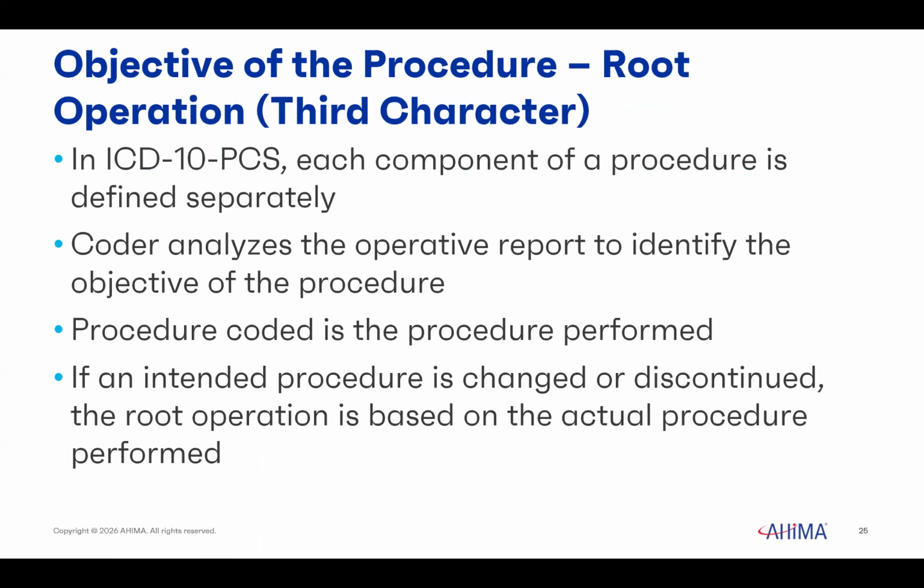With PCS, each component of a procedure is defined separately. So the result is we get much more granular data. And the coder analyzes the operative report to identify the objective of the procedure. The procedure that is coded is what is actually done. If an intended procedure is changed or discontinued, the root operation is based on the actual procedure that was performed, and this is in the guidelines.